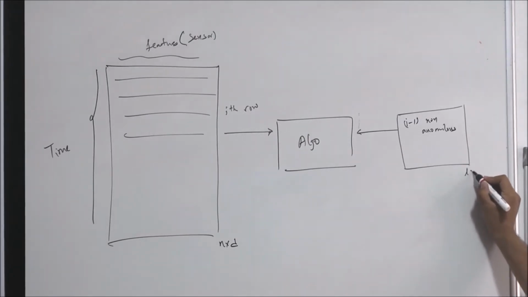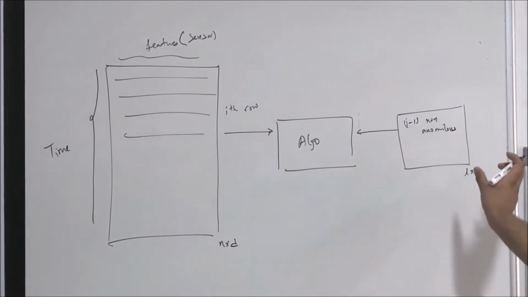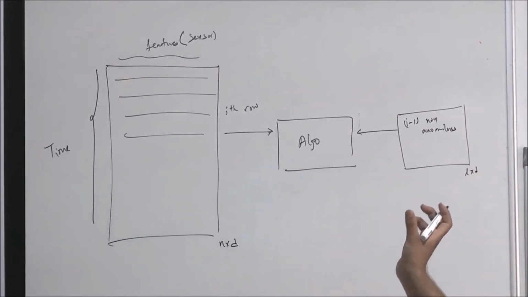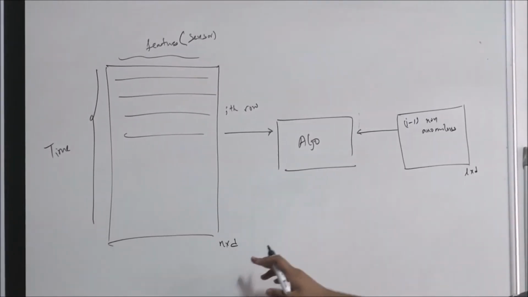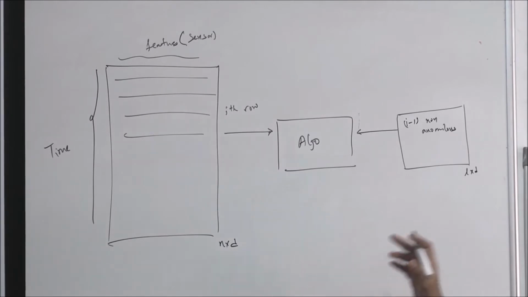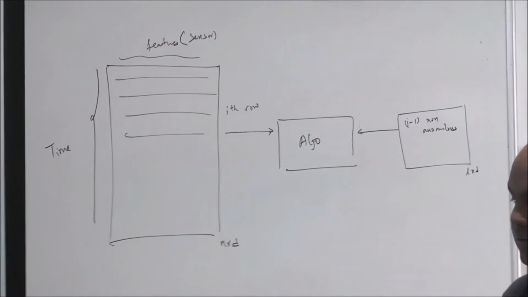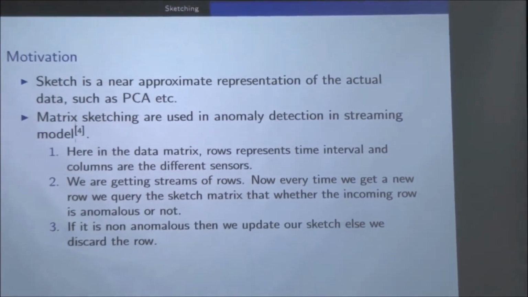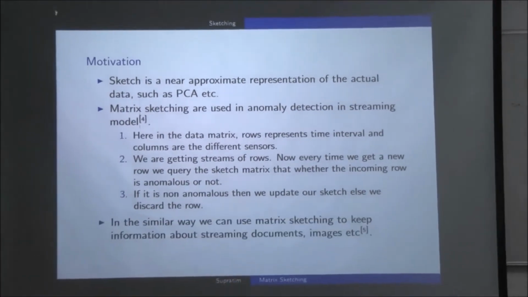Here the sketch matrix will have a dimension of L cross D. So certainly we don't have to compute the operation over this N cross D, and it will take less time to answer our query. I hope this is clear, the motivation for why we need matrix sketching.